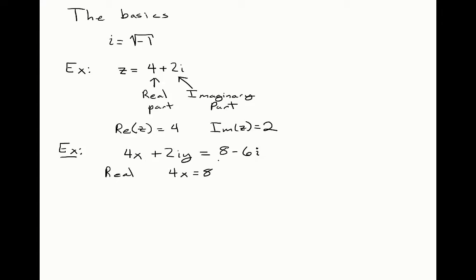So that's all the parts that don't have i's on them. And then you have an imaginary equation. So that's when you take the imaginary parts, everything that has an i in it, and write out that equation. So that's 2y equals minus 6. So see, we really have two equations for our two unknowns. So we can solve for x, and we can solve for y.